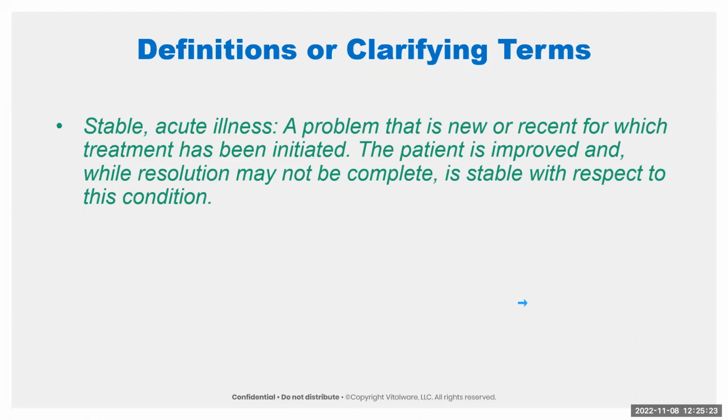All right, and so here we've got a new one for a stable acute illness. It's a problem that's new or recent for which treatment has been initiated. The patient's improved, and while resolution may not be complete, the patient's stable with respect to that specific condition.